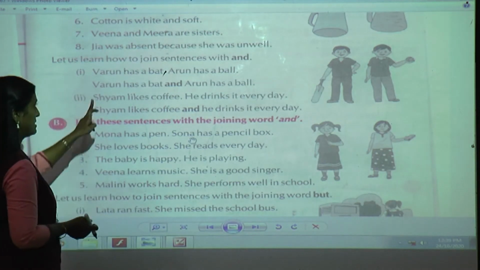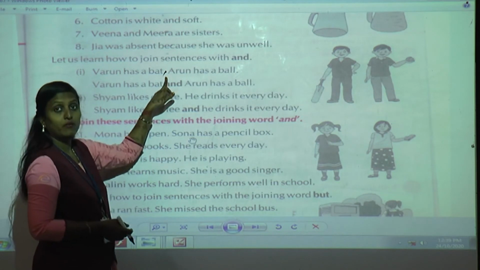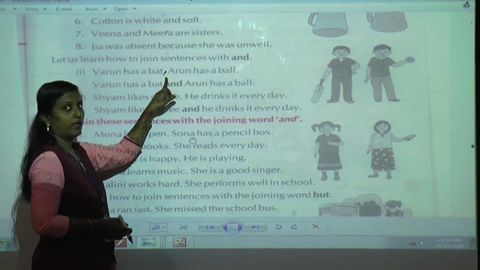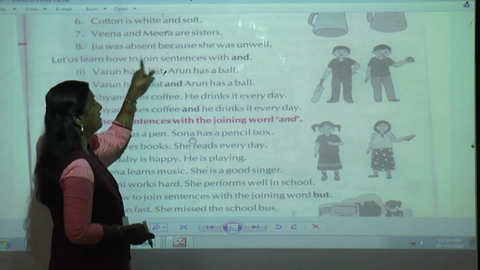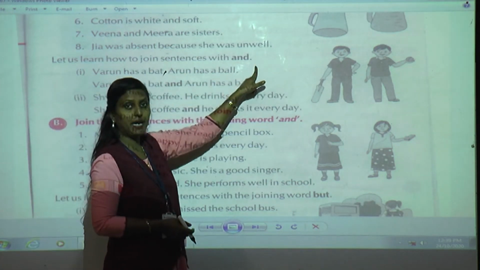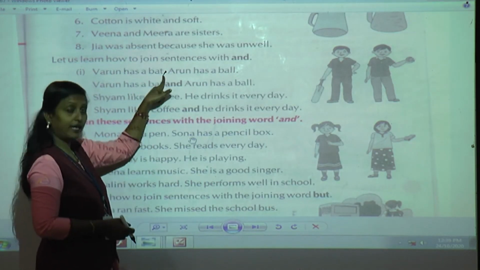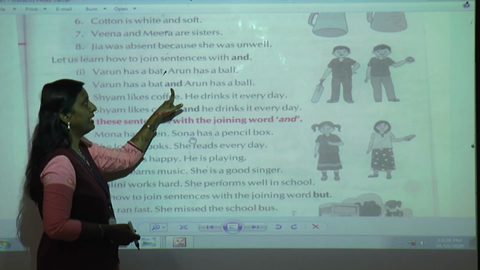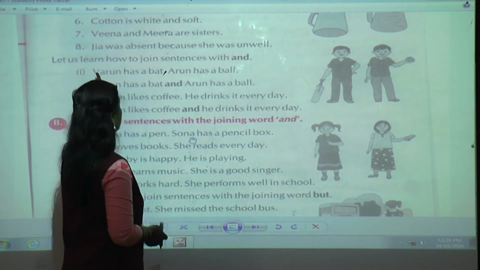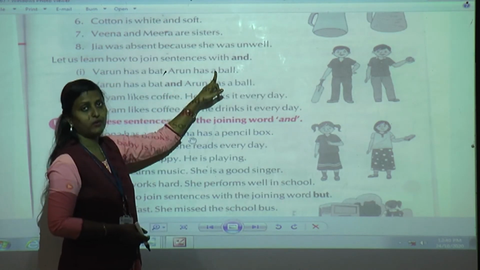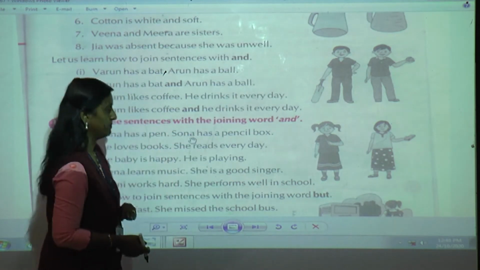Got it? Again I'll say. See, Varun has a bat and here, where the sentence ends, there I am going to add the conjunction and. What are we learning? We are learning to join sentences with and. So first thing you are going to do, where the sentence ends, there you write and and then continue with whatever is there. Why? Because here they have given different sentences about two boys and the last full stop is compulsory.